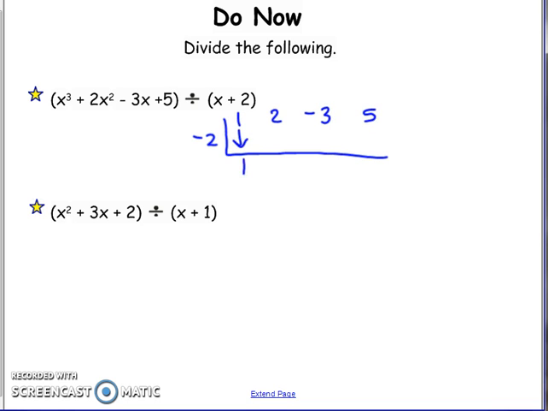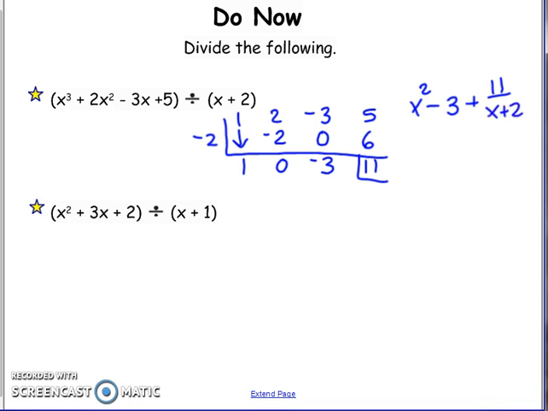Bring down the 1. 1 times -2 is -2. Add, we get 0. Multiply, we get 0. Add, we get -3. Multiply, we get 6. Add, we get 11. So our answer for this one, we drop a degree, so x squared. Then we have a 0x, which we can exclude, -3. And the remainder is 11 over x plus 2.